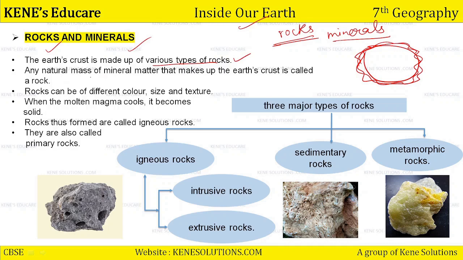Any natural mass of mineral matter that makes up the earth's crust, उसी को हम रॉक कहते हैं. रॉक क्या होता है? रॉक इज एक्चुअली अमेलगमेशन ऑफ मिनरल या फिर कह सकते हो मास ऑफ मिनरल मैटर which is on the earth's crust is called a rock. Rocks can be of different color, different size and different texture as well. उनका अलग कलर हो सकता है, अलग साइज हो सकता है, अलग टेक्सचर भी हो सकता है. When the molten magma cools, it becomes solid. Magma देखा है कभी?